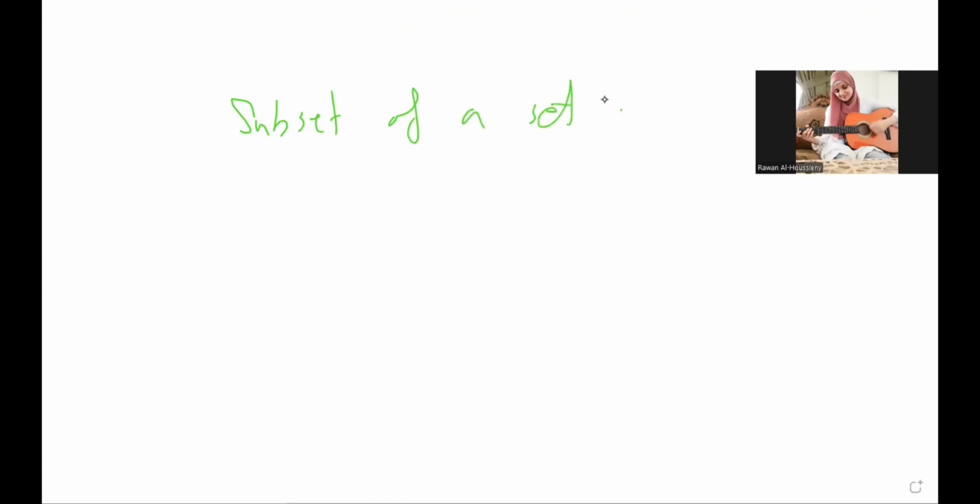Okay. So what do you mean by the subset of a set? Let's assume the symbol of a subset. Let's give it a symbol like this, like the letter C, or if it is not a subset, it is C with a cross on it. So what does the word subset or not a subset mean?